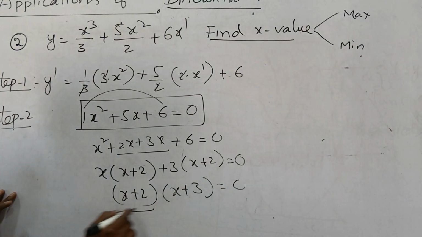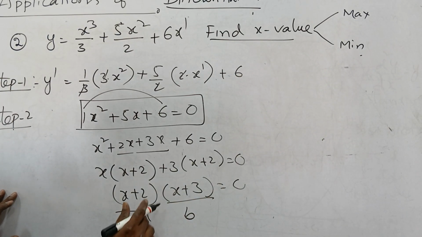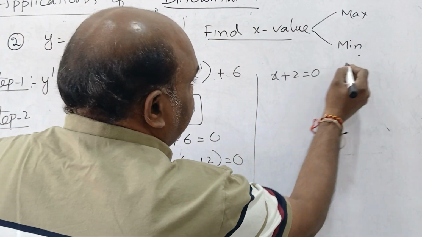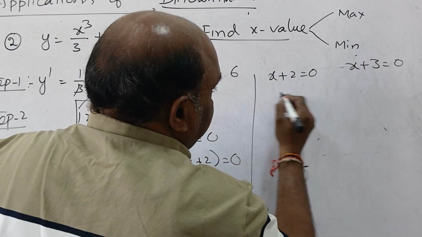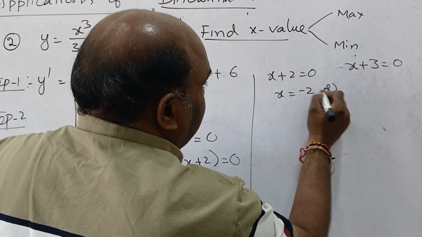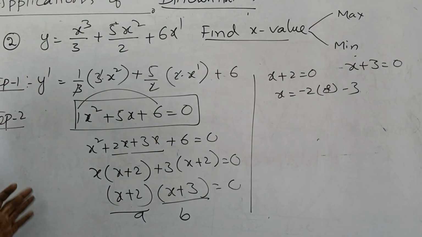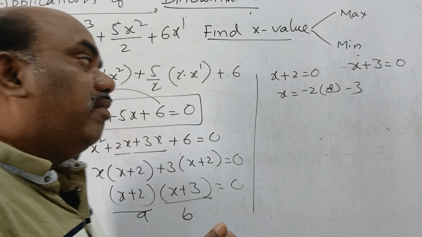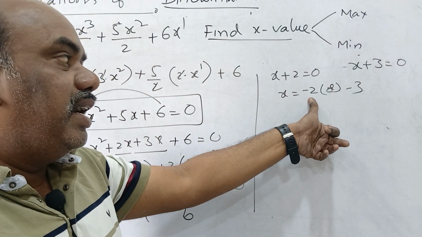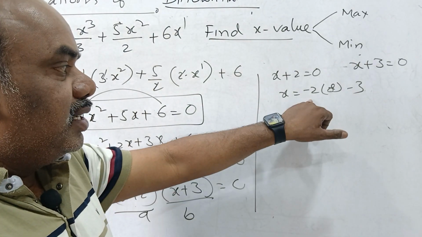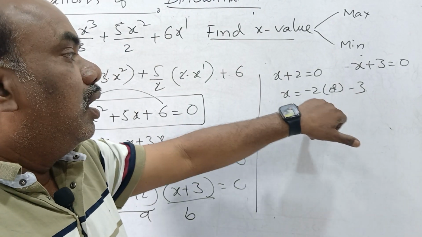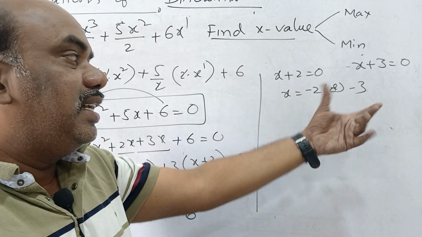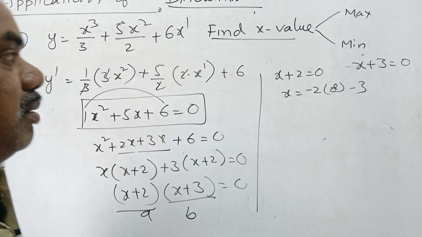Let this be A and this be B. For A into B to be 0, either A must be 0 or B must be 0. That means x plus 2 must be 0 or x plus 3 must be 0. So x equal to minus 2 or x equal to minus 3. At these two values you will get one maximum value and one minimum value. The slope is 0 at minus 2 and at minus 3.